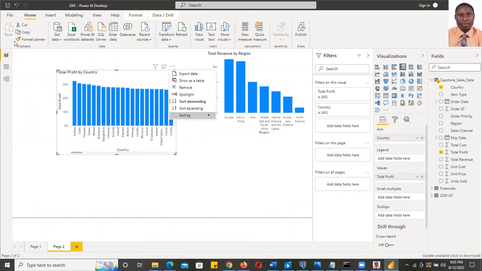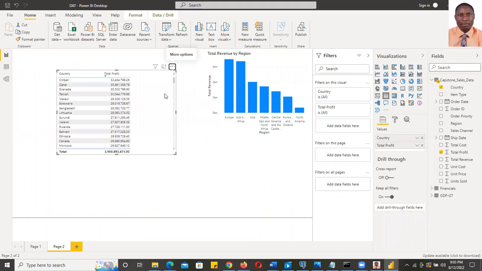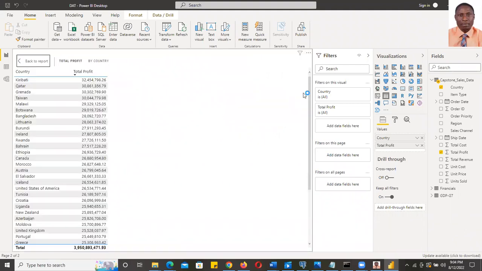We can as well put this guy in a table. I think the table would have been better. Let me put it in a table. So if it's sorting in descending order, we have seen how it is sorting. So the first one is Kiribati. Let me put it in focus. You can see Kiribati.